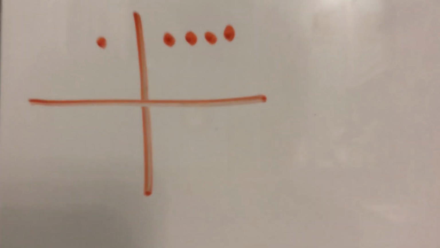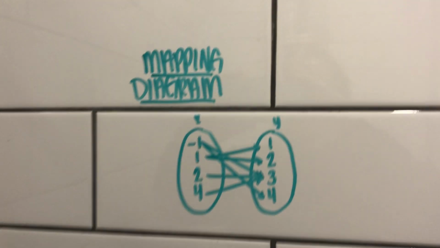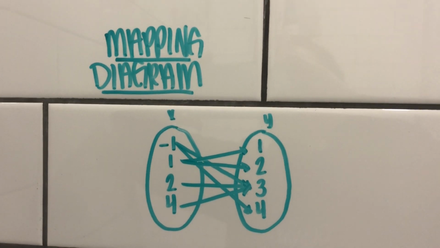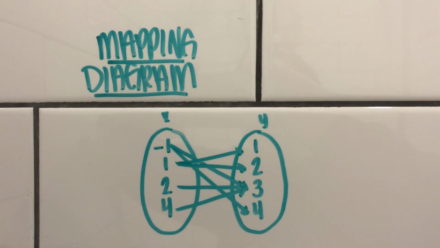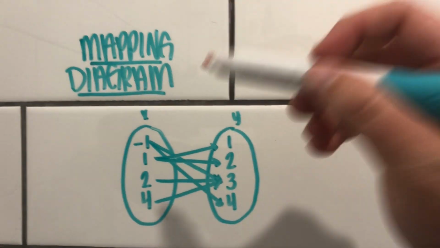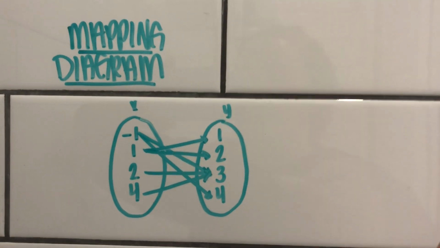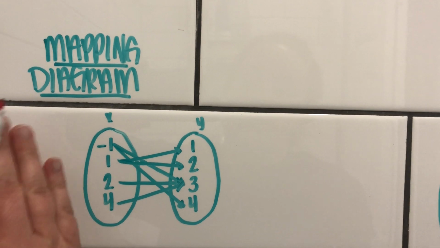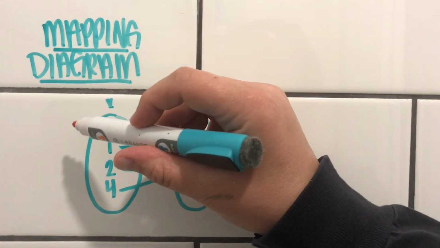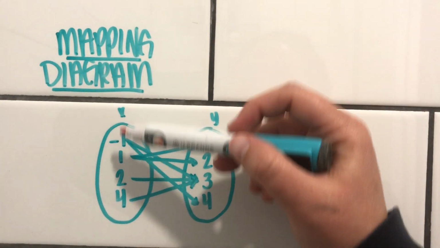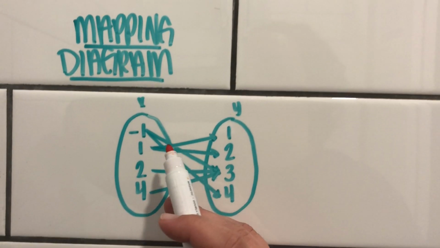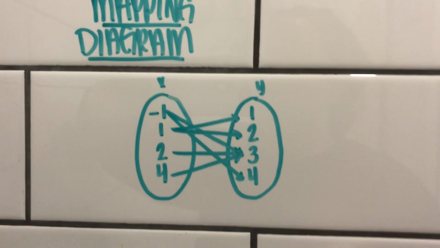Last but not least, we have a mapping diagram. And a mapping diagram is just a way to organize ordered pairs. You can kind of think of it as like a flow chart for a function. Oftentimes it'll say x and y to decipher between x and y. Sometimes it will say input and output. It means the same thing. Essentially it's a list of x's, a list of y's with some lines or arrows connecting them to show which ones go with which.